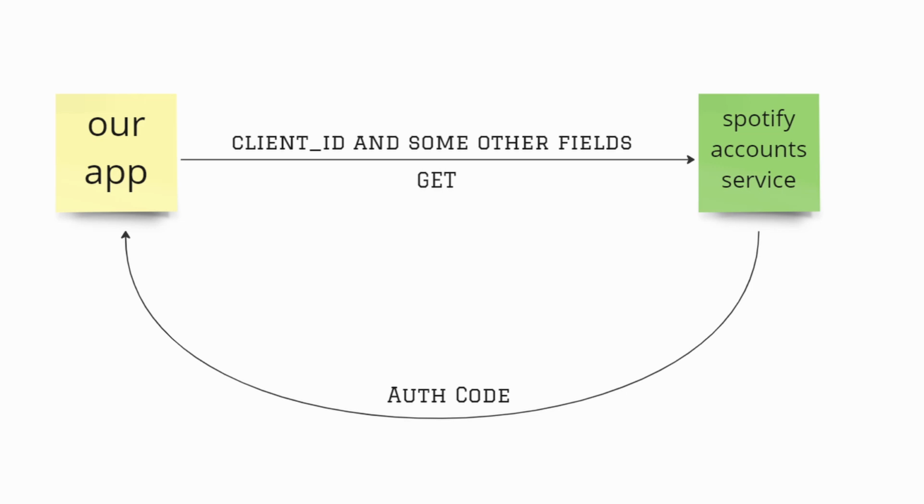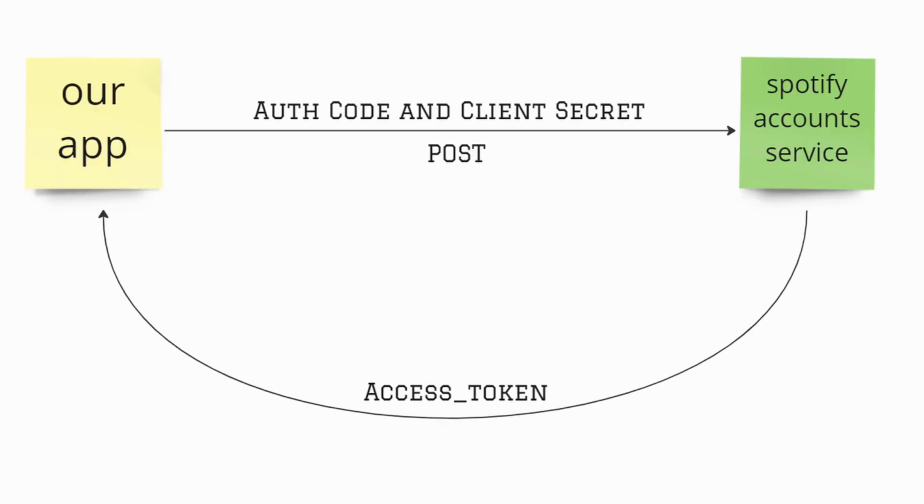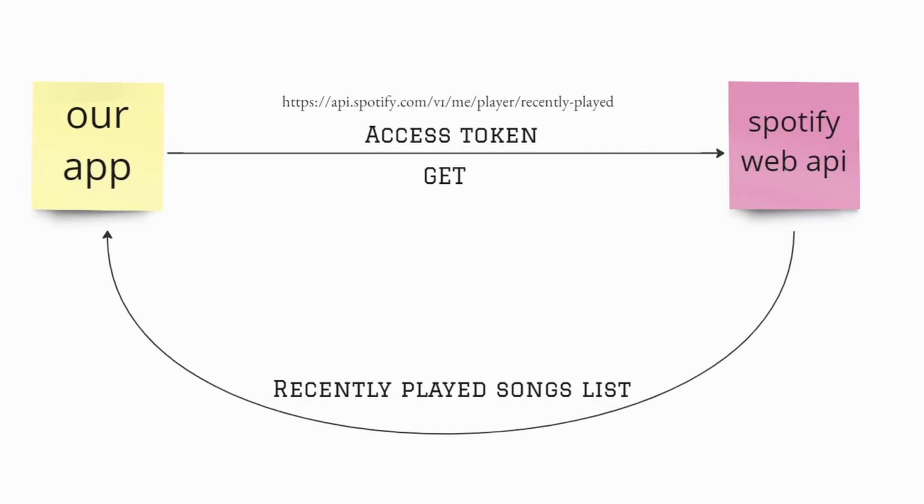Okay, so I've broken down the entire process of Spotify authorization in 3 steps. In the first step, our application will make a GET request to Spotify account service with the client ID and some other fields. In return, the Spotify account service will return us an auth code. Then our application will have to make another request to the Spotify account service, but this time it will make a request with the auth code and client secret. This time the Spotify account service will return an access token to us, and finally we have to use this access token and make a request to the Spotify web API to get the user's recently played songs. So this is the entire 3-step process that we have to implement in order to get the recently played songs from the user's playlist.